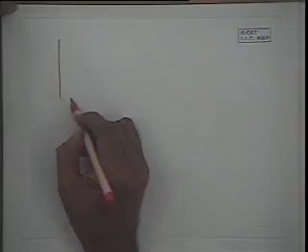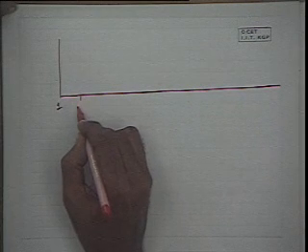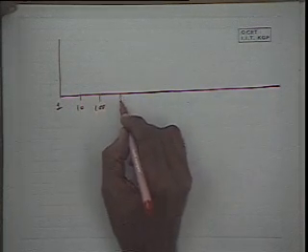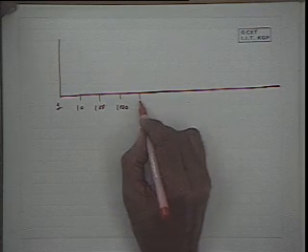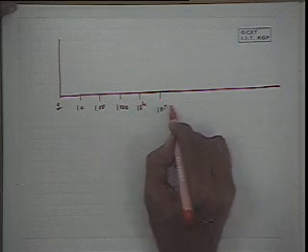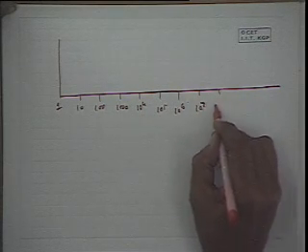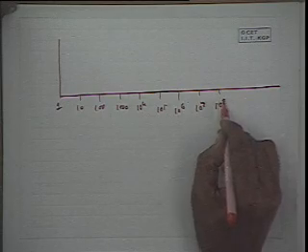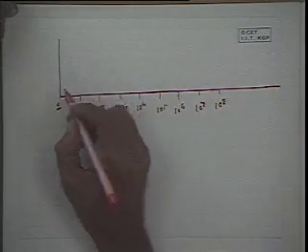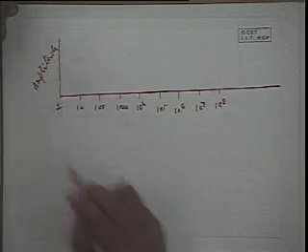For example, say this is the frequency range 1, say this is 10, this is 100, this is 1000, this is 10 to the power 4, 10 to the power 5, 10 to the power 6, 10 to the power 7, and so on. It is in logarithmic scale, right. And here we have, say, the amplitude.